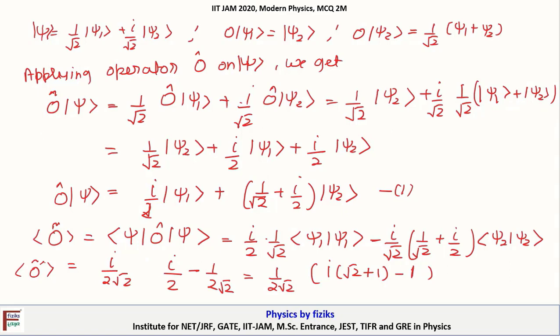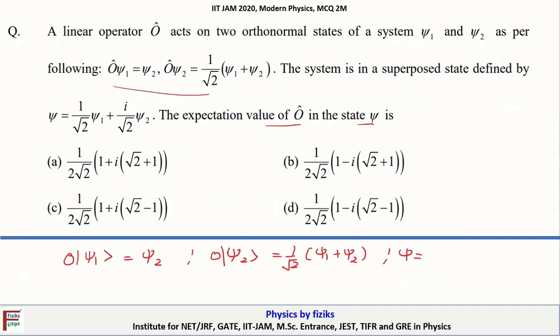Here it would be minus, this would be plus. We would get minus root 2 plus 1. And this can be written as 1 by 2 root 2 into (1 minus root 2 minus 1 iota). And this is similar to option D. Hence option D is the correct answer.